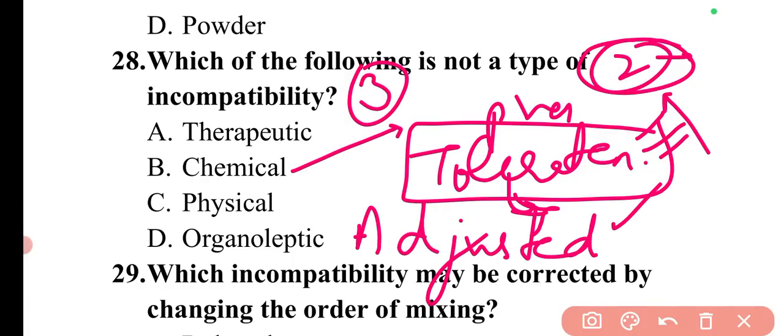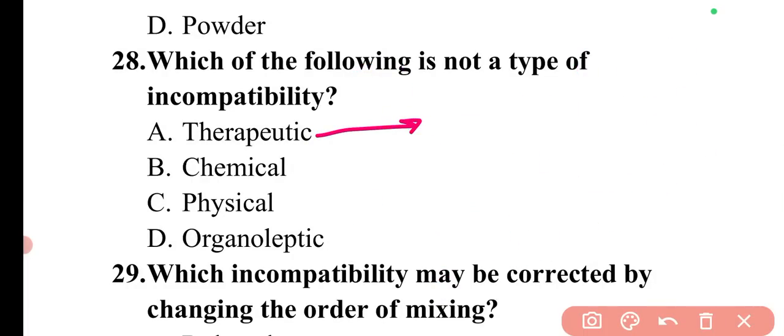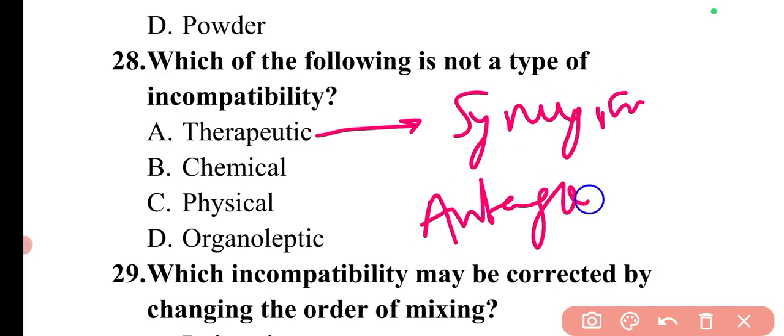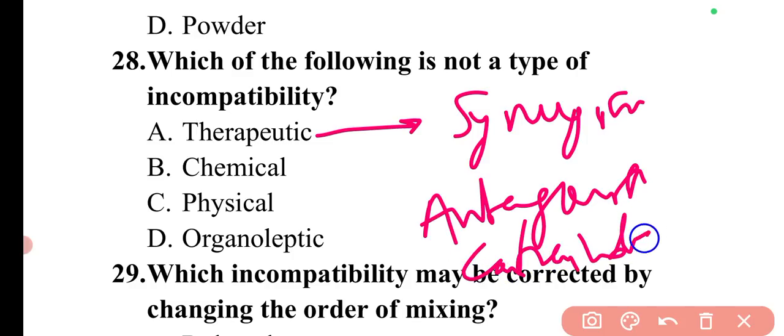Then after chemical incompatibility, there is therapeutic incompatibility. So therapeutic incompatibility, these type of incompatibilities we have studied in many different areas. Like in pharmacology, we have studied, for example, you must have seen the term synergism, antagonism, then contraindication. So these type of incompatibilities are the therapeutic type of incompatibility.